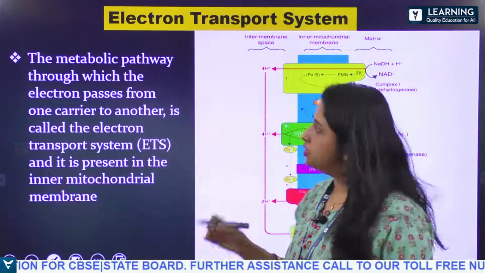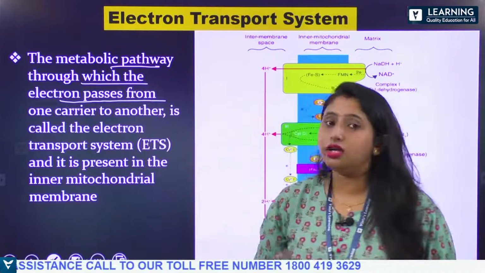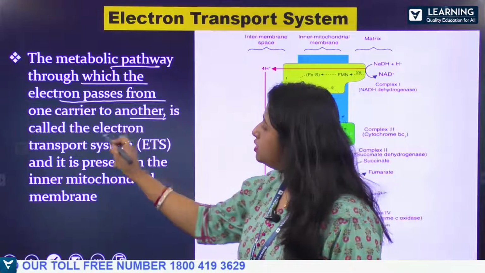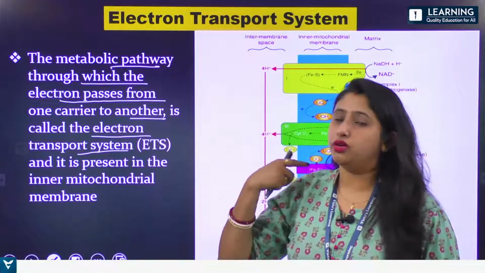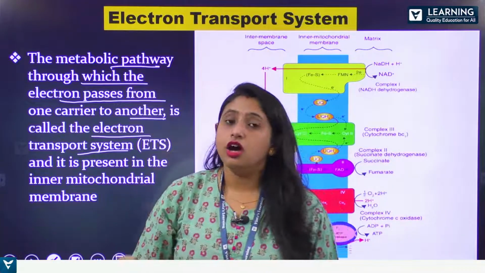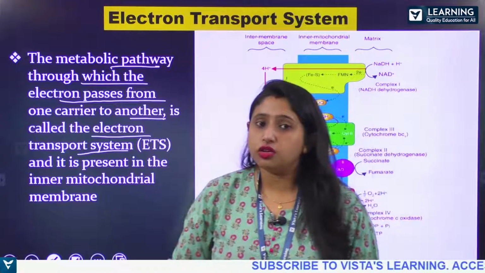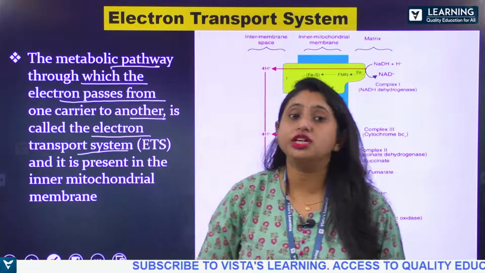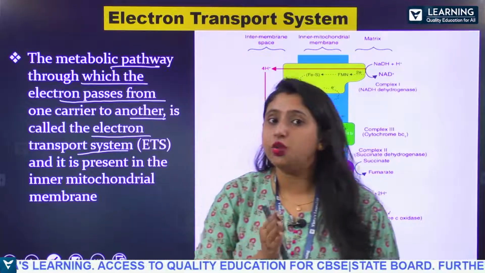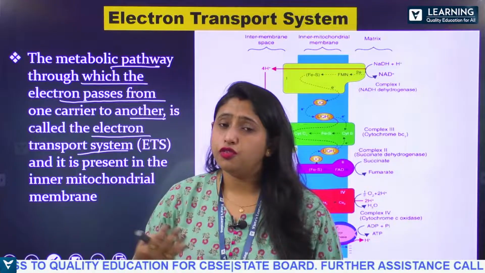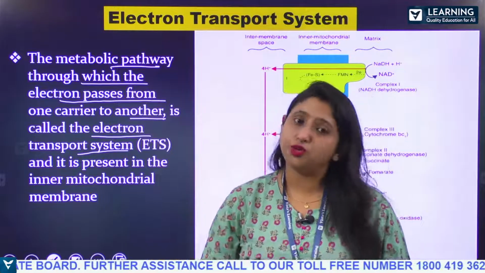Okay, clear? The metabolic pathway through which the electron passes from one carrier to another is called the electron transport chain. So it is basically a pathway where the electrons are being transported from one channel to another. Inside the mitochondria there are various protein complexes, like complex 1, complex 2, complex 3, 4 and 5. So these electrons are being transferred through these various protein complexes.